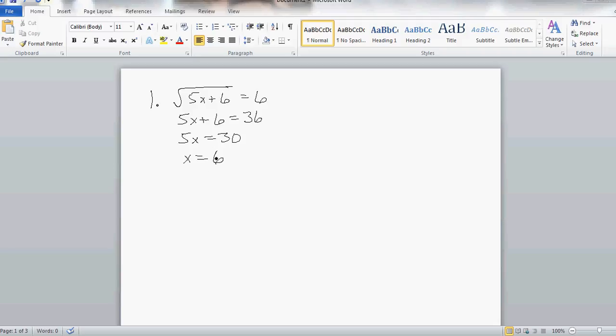We do need to check to make sure that this final answer does work. 5 times 6 is 30. 30 plus 6 is 36. Square root of 36 is 6.